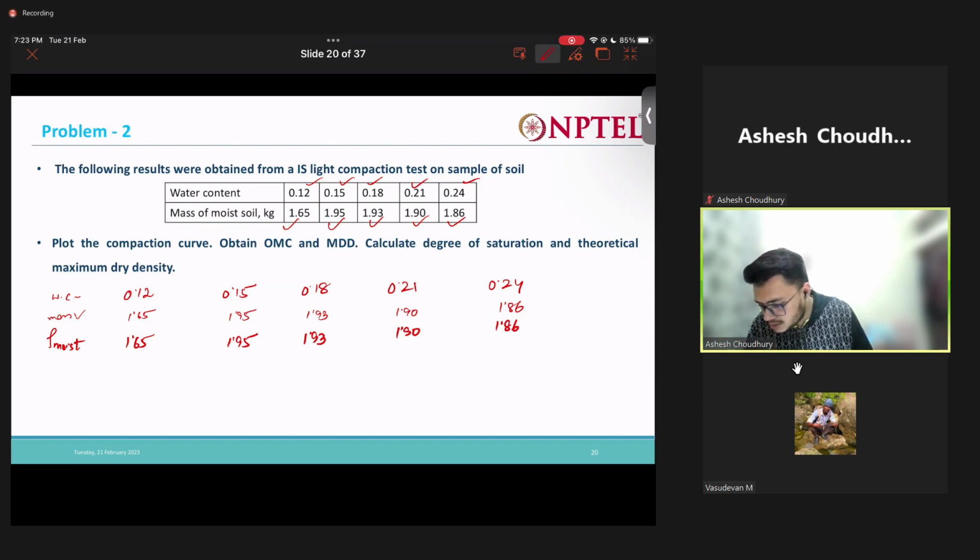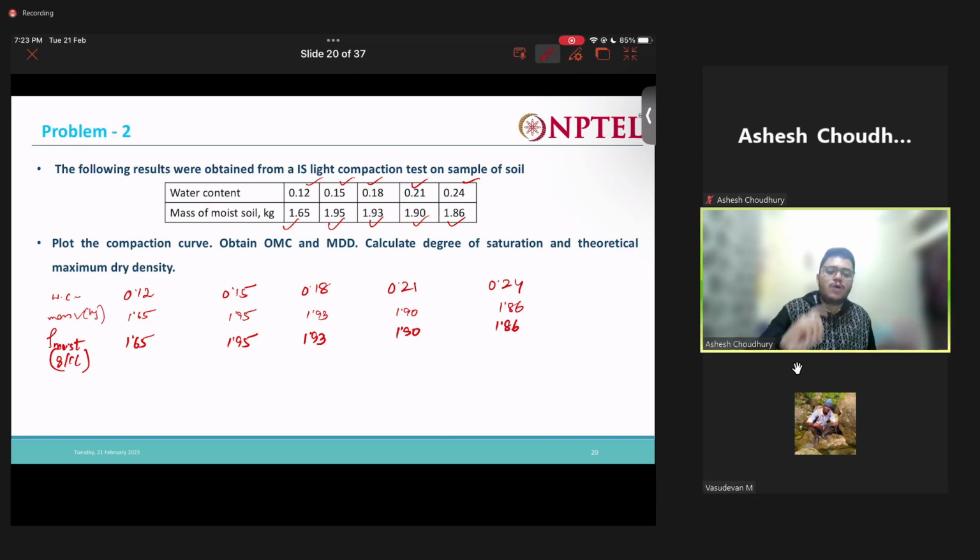Just a second. Not kg per meter cube. This is actually in gram per cc. So 1.65 is in kg, that means 1650 gram, divided by 1000 cc, which is the volume. So it's 1.65. So we get the moist unit weight in gram per cc, right?